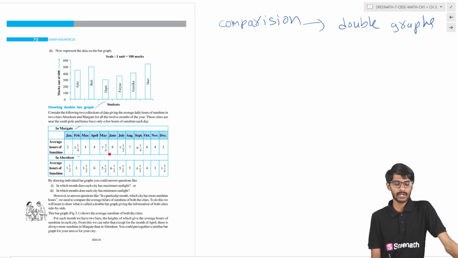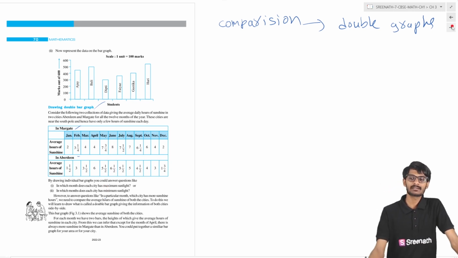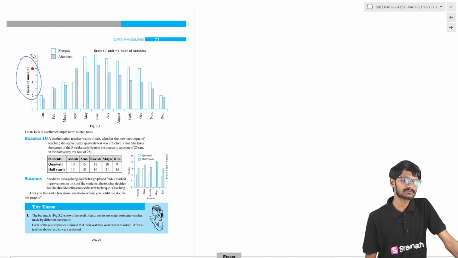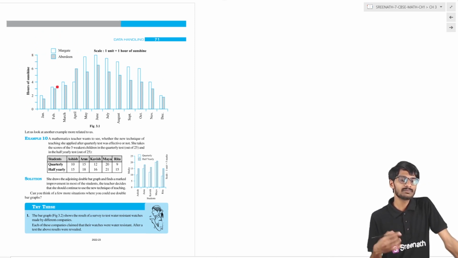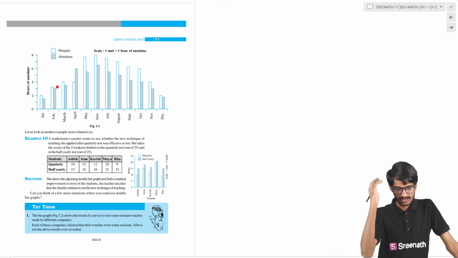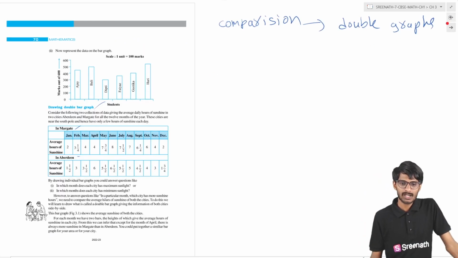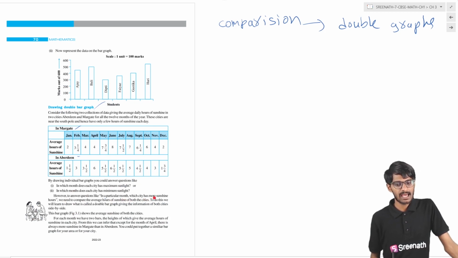So it is also nearer to 8. By taking 8 as the maximum, we have to take a scale from 0 to 8 hours. By doing it, you can simply get the answers to the questions. So what are the questions? In a particular month, which city has more sunshine hours? And we need to compare the average hours of both cities.